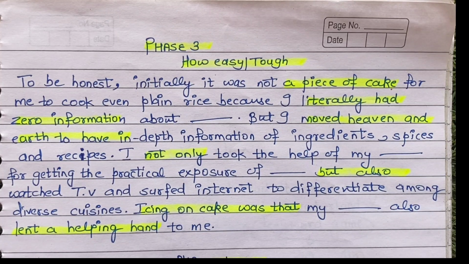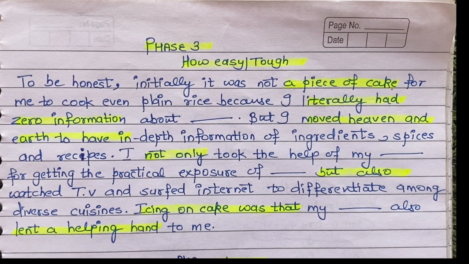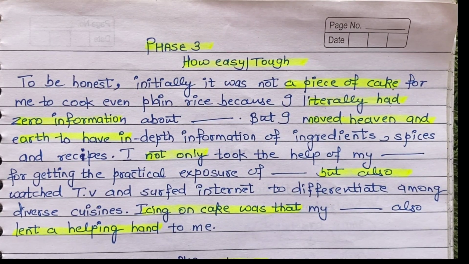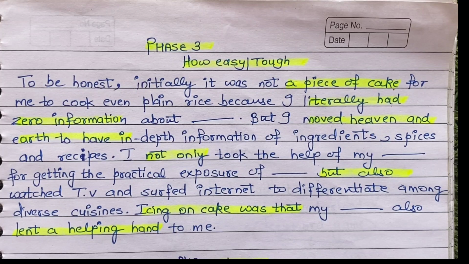So that is how easy or tough it was. I hope you understood that. Okay, initially, it was not easy peasy for you because you had zero information. Then you started working in graveyard shifts, and after that, you took the help of the internet plus your mama, and later you became good. Let's use the content in terms of driving.